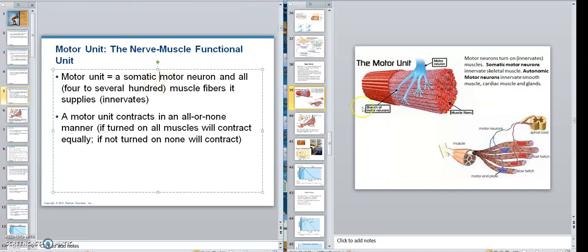All right, let's look over here. A motor unit. Here's a somatic motor neuron. Somatic motor neurons innervate skeletal muscle, the ones we're talking about. Later we'll talk about the autonomic nervous system, but autonomic motor neurons innervate smooth muscle like in your bowel and bladder, cardiac muscle, and glands. So here's a somatic motor neuron, one neuron. A neuron is one nerve cell. And you see it's going to several muscle fibers. Each of these is a muscle cell. So this plus all the muscle cells it goes to is one motor unit.